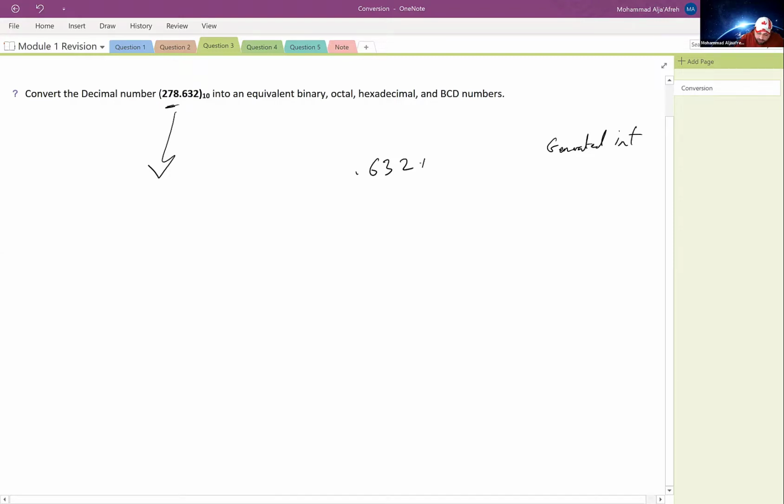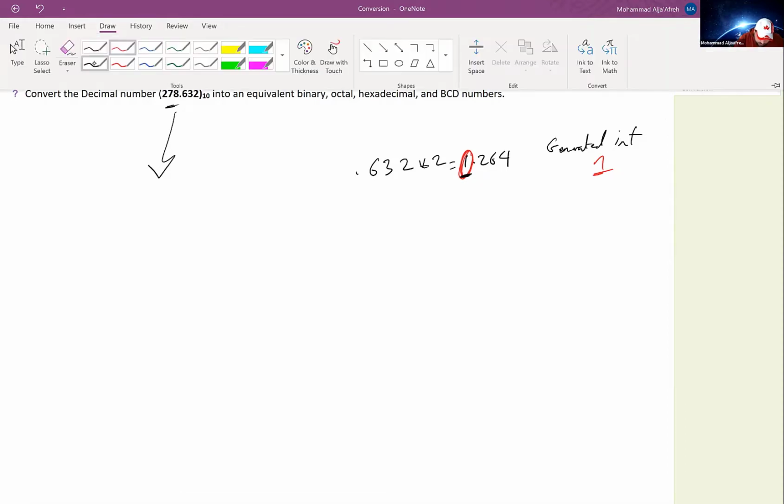Okay, so multiply it by 2, what will be the answer here? This is 4, 6, 12, so it will be 1.264. So what I should do is strip this and put it here. Then I should take the new fractional part and multiply it by 2 again.